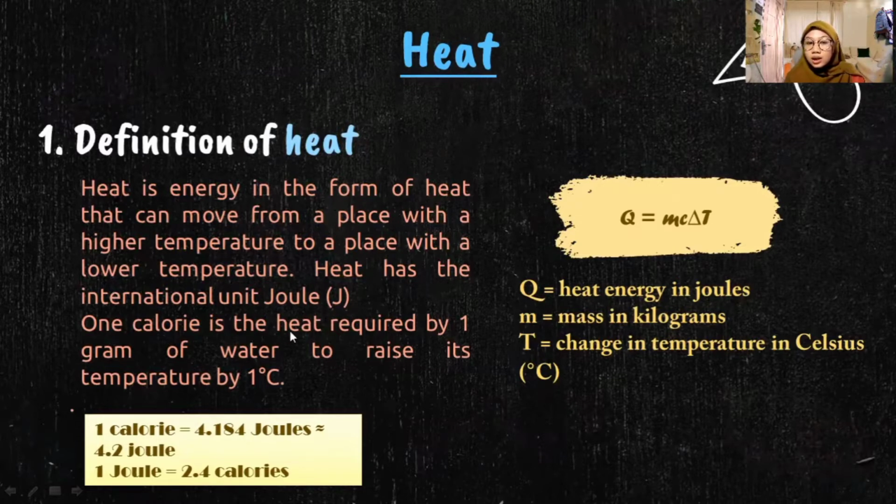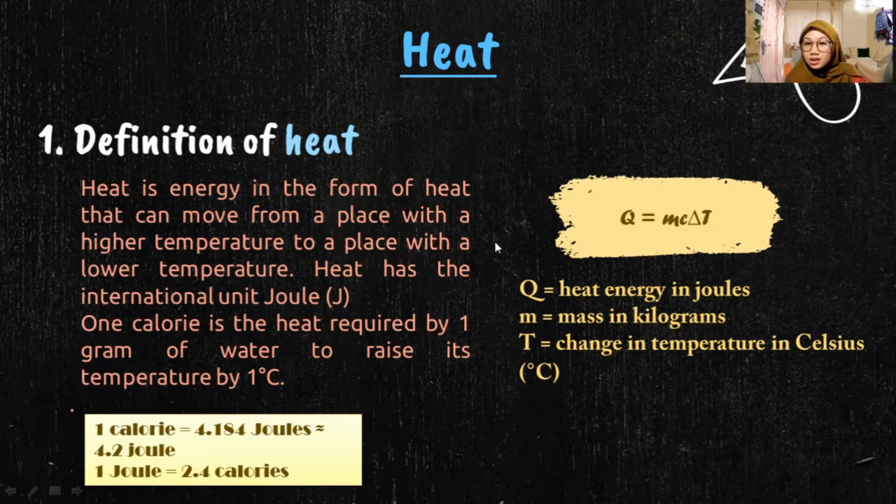1 calorie is the heat required by 1 gram of water to raise its temperature by 1 degree Celsius. 1 calorie equals 4.184 joules, approximately 4.2 joules, and 1 joule equals 2.4 calories.